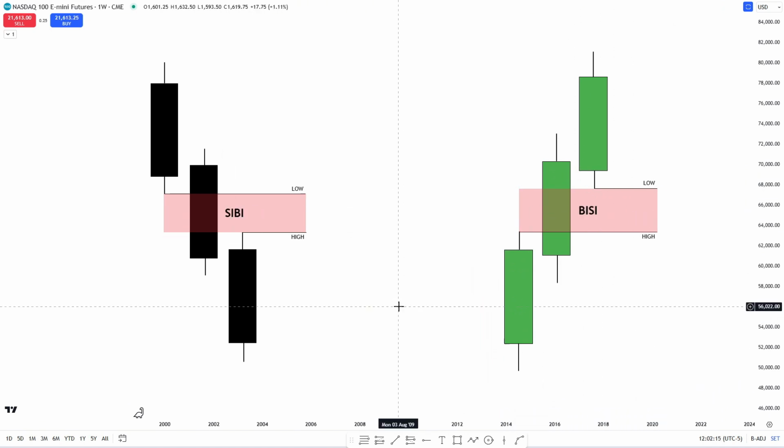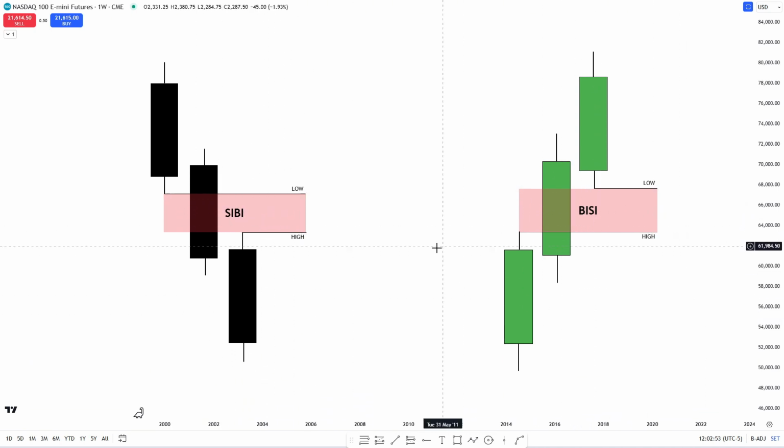Now, before we get into examples on how to implement fair value gaps, let's quickly go over what is a SIBI and a BISI. A SIBI is simply defined as a sell side imbalance, buy side inefficiency. That is what it stands for. So over here, we have sell side delivery of price right here, creating an imbalance right here, or a fair value gap. But we are inefficient in buy side delivery, right? That's why it's called a sell side imbalance, buy side inefficiency.